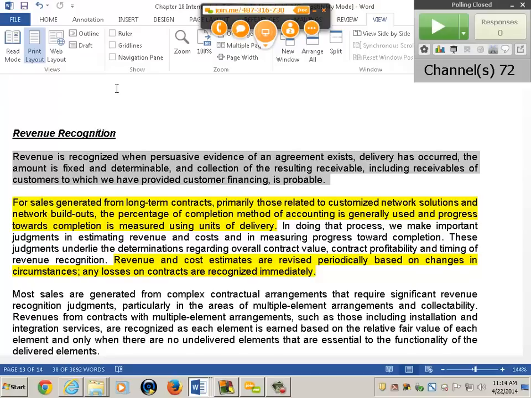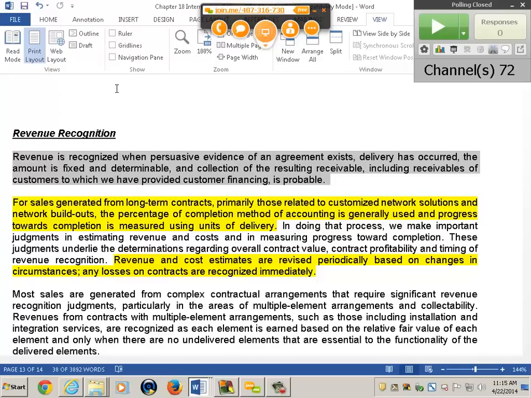From the second paragraph, you see the highlighted area, and in the highlighted area it says that revenue generated, this by the way was a telecommunications company, so they're using the percentage of completion method for their long-term contracts, and their degree toward completion is measured by units of delivery. That's an output measure. Now remember, we said you could measure the degree of completion by inputs or output. We're using an input measure which is cost to cost basis. And I'll show you another company in a moment where that is in fact the case.